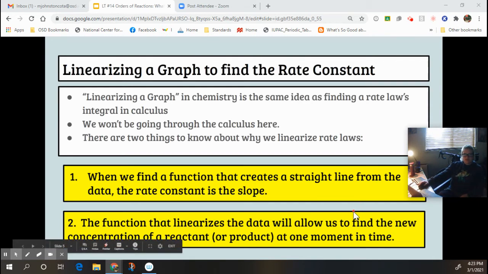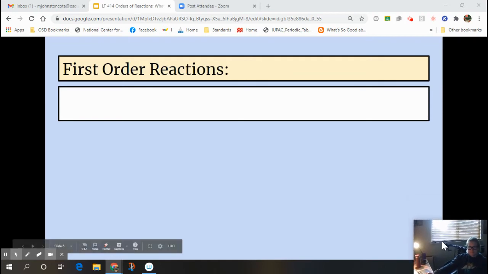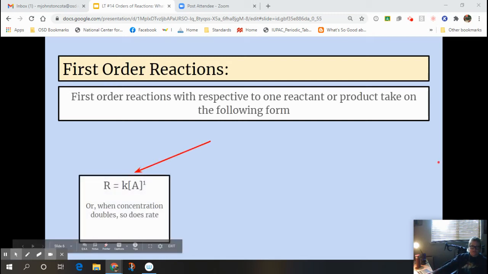So let's look at first order. So first order reaction takes on the following form, as you predicted. So we got the rate equals rate constant times concentration to the first power. Or if I double that concentration, it's going to also double the rate. Doubling the concentration will double the rate.